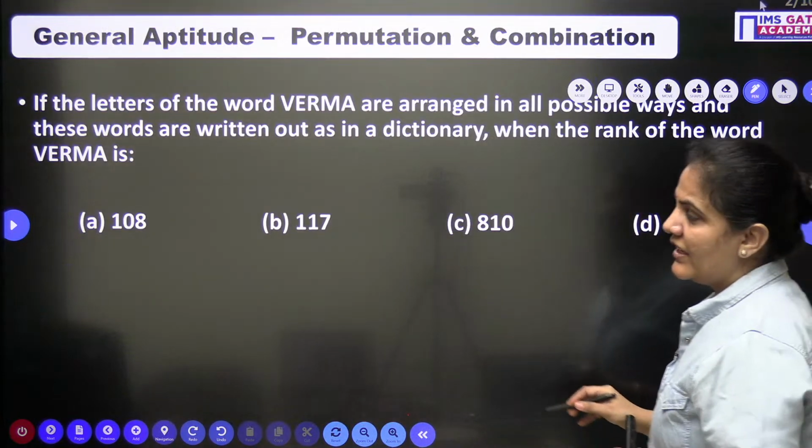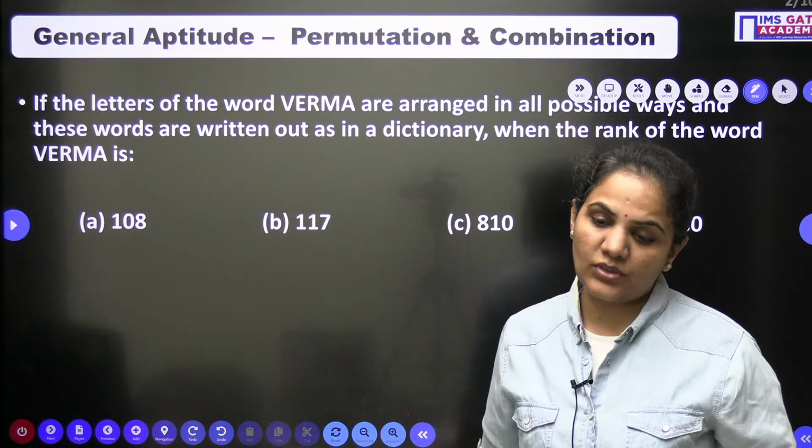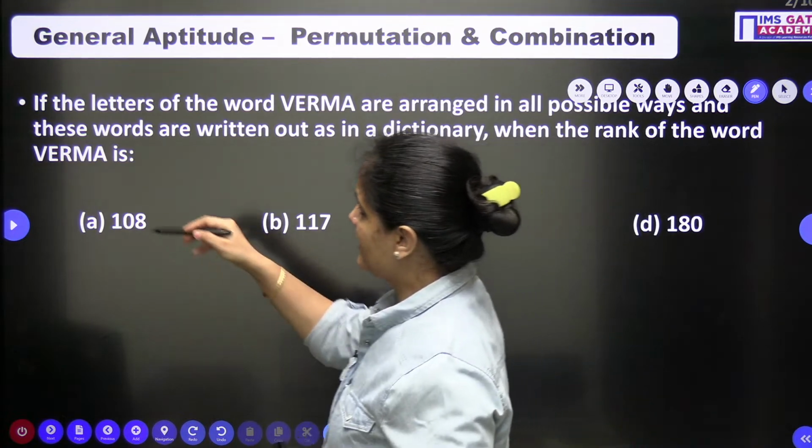So in the last session I gave you this question as homework. I hope you guys tried, and if you tried, then what is your result you can write down in the comment box. So let me read the question for you.